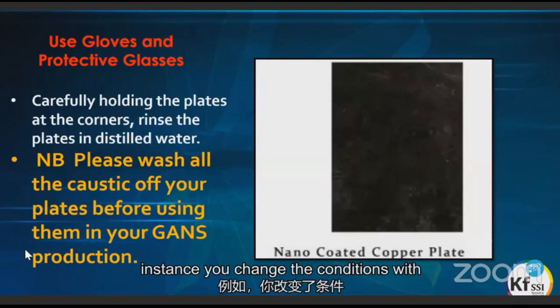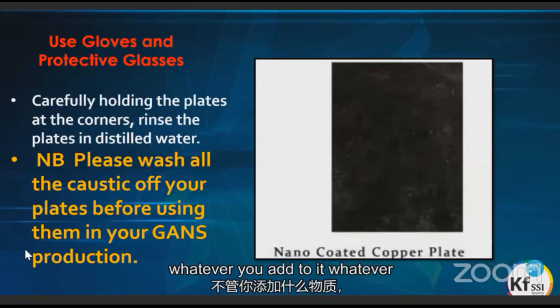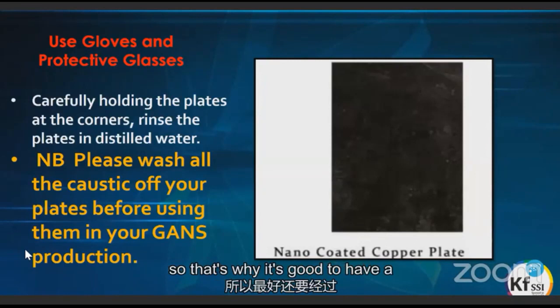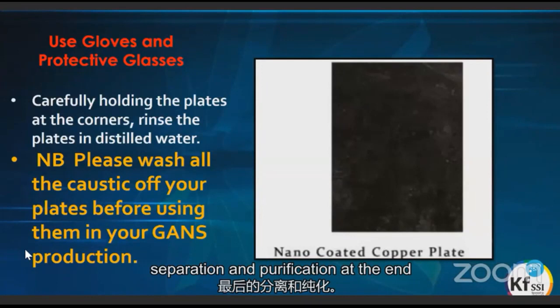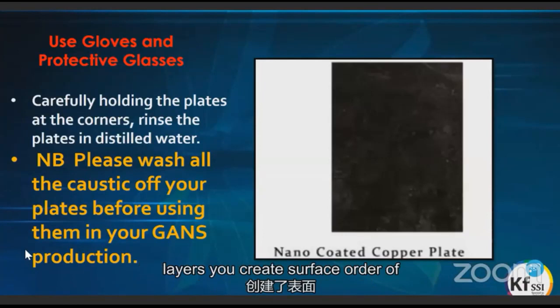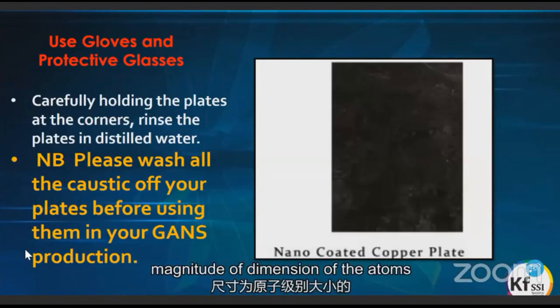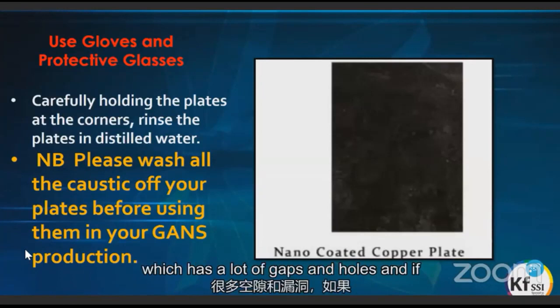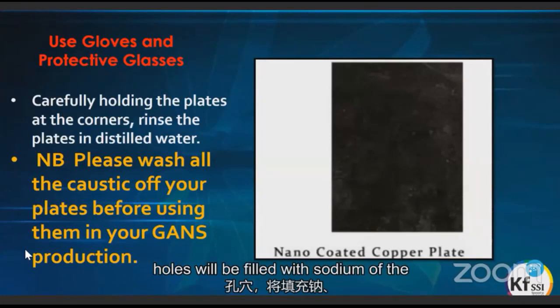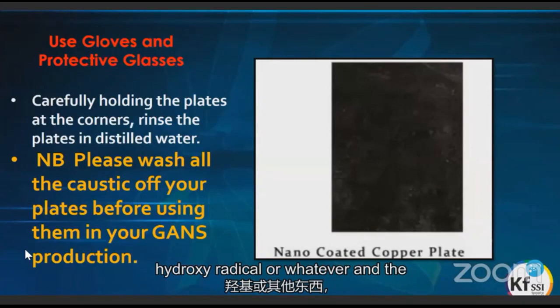You change the conditions with whatever you add to it. Whatever substances, elements you add into the process, those will be present at the end. So that's why it's good to have a separation, a purification at the end. Furthermore, when you create these nanolayers, you create a surface, the order of magnitude of dimension of the atoms, which has a lot of gaps and holes, and if you have caustic on it, those gaps and holes will be filled with sodium or the hydroxy radical or whatever, and the results will not be predictable.